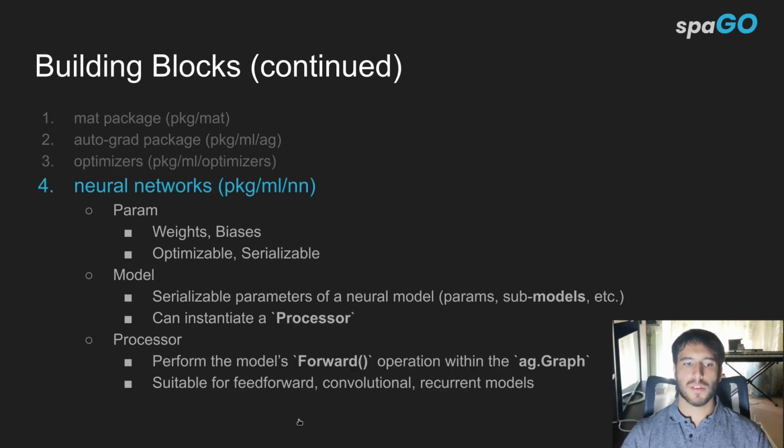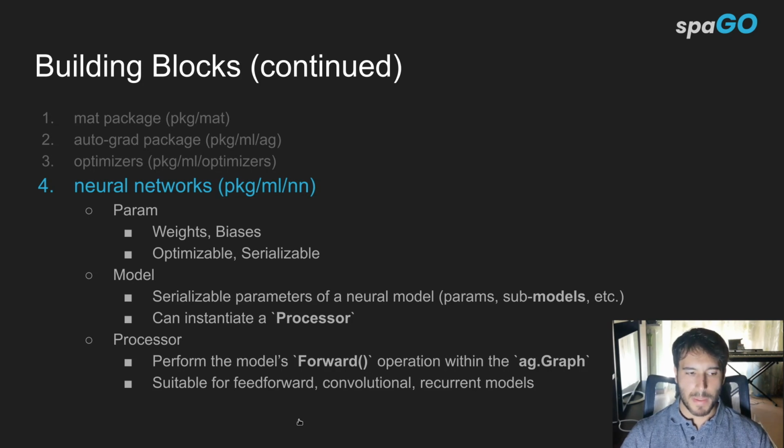And in terms of neural models, we find the package neural network, where you will find actually three main pieces. First, the parameters. That could be weights or biases. They are optimizable and serializable, because at the end of the story, you train a model and you want to load back your model to test it or to perform inference, most likely in production.